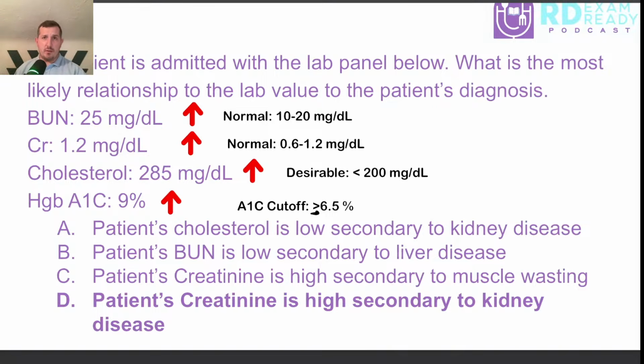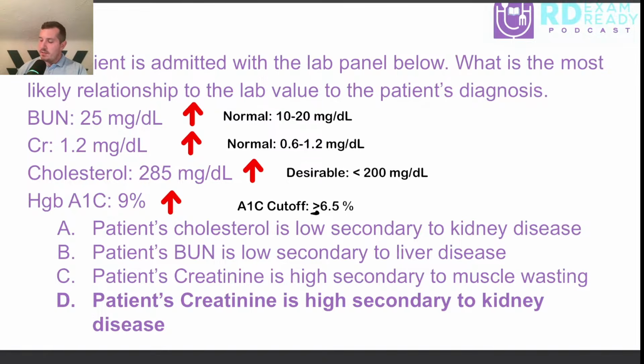Cholesterol desirable, and I say desirable, not high. Your doctor wants your cholesterol to be less than 200, right? So that's what desirable is. Just remembering that, like high, there's a cutoff for that. Moderately high, there's a cutoff for that too. And then for the A1C, remember the cutoff is greater than or equal to 6.5%. So once your A1C is 6.5% or above, you got diabetes.